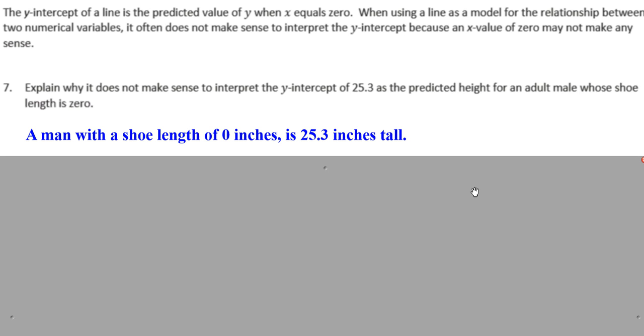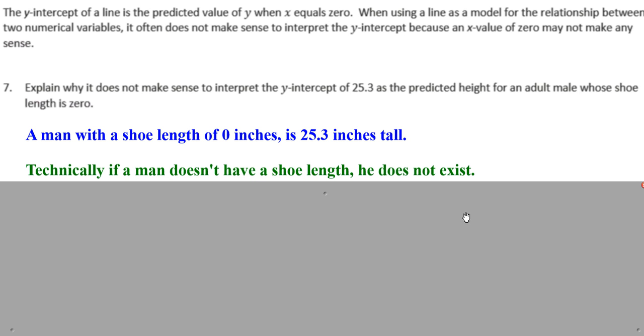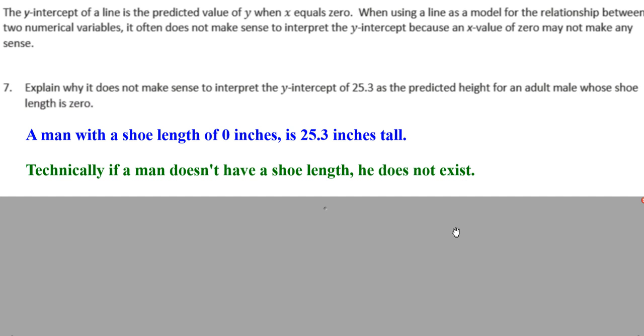Well, we know that you have a shoe size if you are existing, right? So technically, if a man doesn't have a shoe length, he doesn't exist. That's why it's not making sense. So this is why we're ignoring it based on our model for the prediction. So we always have to look to see, well, what does the y-intercept tell us about the situation, and does it make sense? It may not make sense to use it, and we have to describe why. If it does, we can describe why as well.